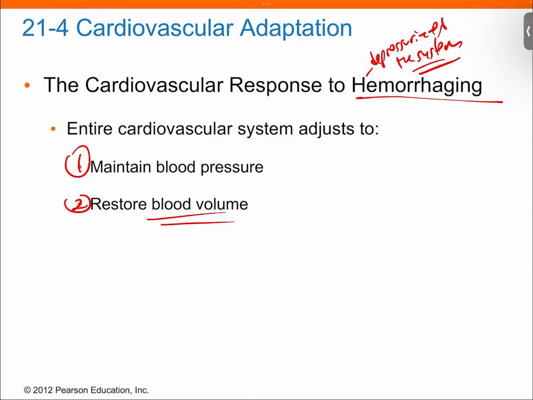Of course, there's something that's a problem here. This requires one preliminary step. Plug the hole. Because if you don't, all you're going to do is just basically bleed out. And that's exactly how you bleed out.